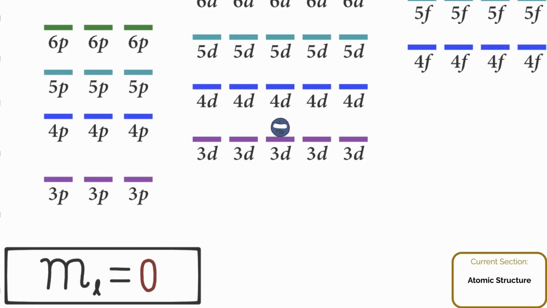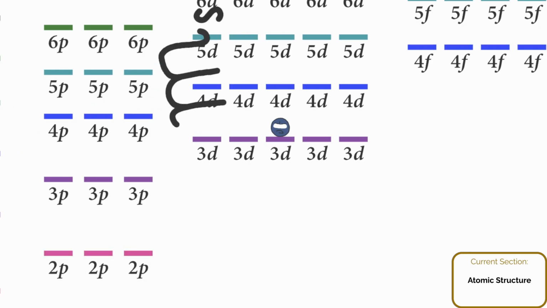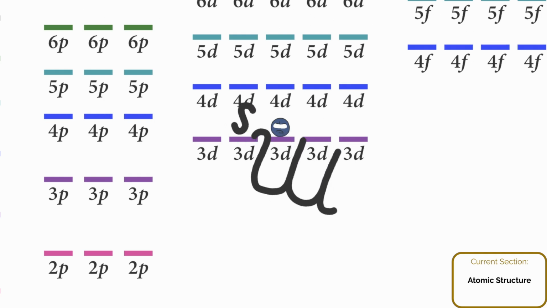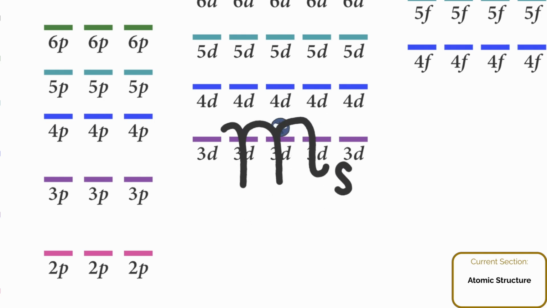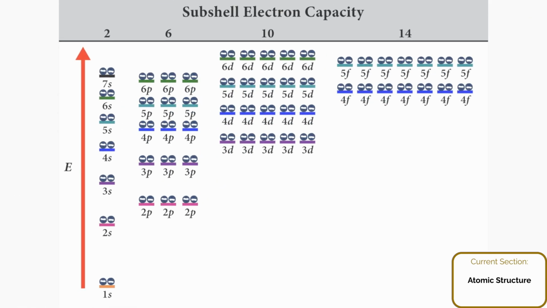The 0 will always be the middle orbital, and everything to the right is positive, increasing, and everything to the left is negative, decreasing. The fourth quantum number, represented by m sub s, is the spin quantum number, which can have two values, either positive 1/2 or negative 1/2, and this determines the direction of the electron spin. Every single orbital inside a subshell has 2 electrons, each with opposite spins. No 2 electrons in the same orbital can have the same spin.